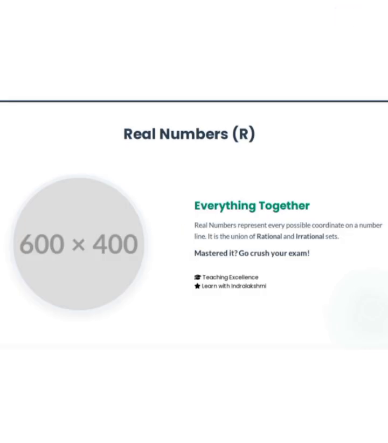The last but not the least comes the real numbers. These are all numbers which can be expressed on a number line. It is the union of the rational as well as the irrational sets of numbers.